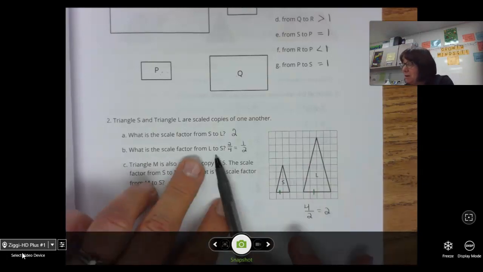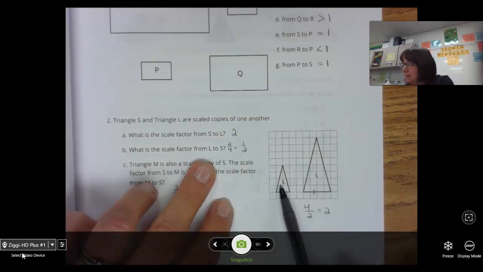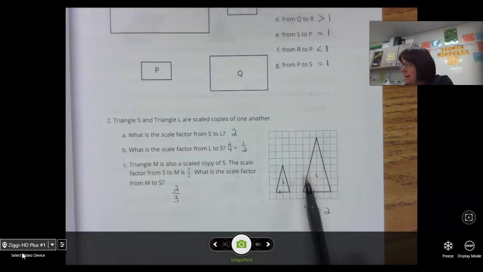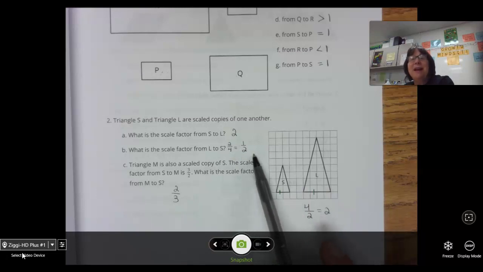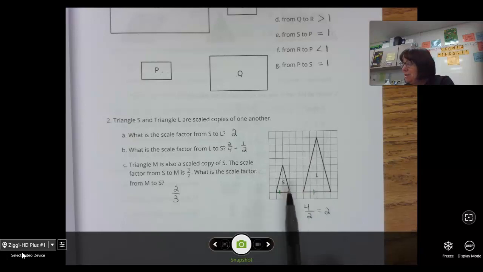What's the scale factor from L to S? Well, if you're going from L to S, I'm going to start with the S on top for the ratio, and you get 2 over 4, which is the same thing as a half. And I wouldn't have had to do those calculations because I know that if this is 2, when I go this way from L to S, it's going to be the reciprocal, which would be 1/2. I just flip the fraction.